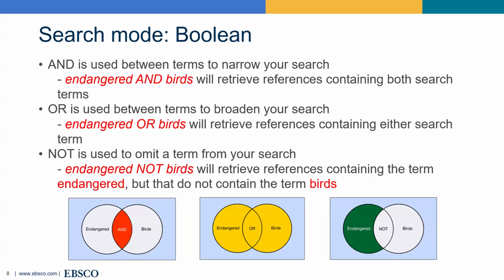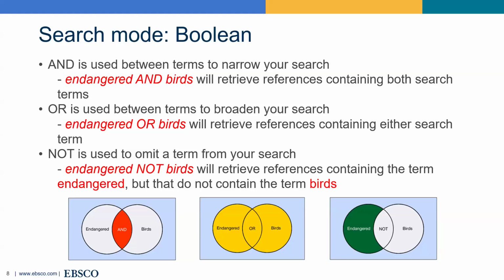The Boolean operator or is used between terms to broaden your search. So if I were to ask my discovery service or my database or whatever it is that I'm searching, if I were to ask for items about endangered or birds, I'll retrieve every single item about endangered as well as every single item about birds. So it's a very broad search, and that's illustrated for you in the infographic at the bottom of your screen in the yellow.